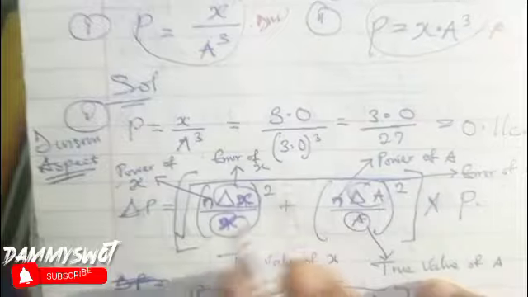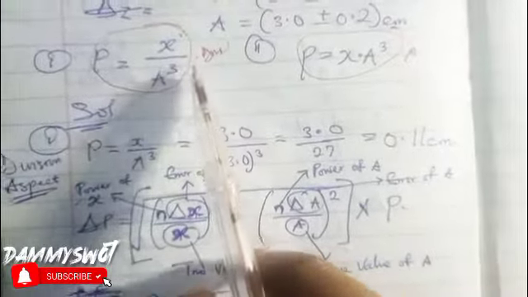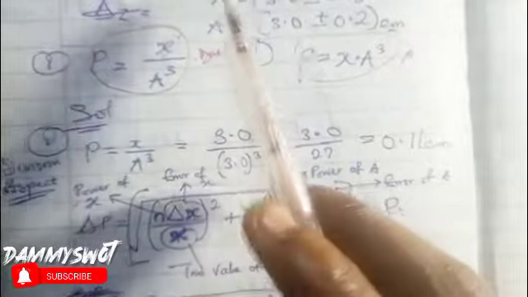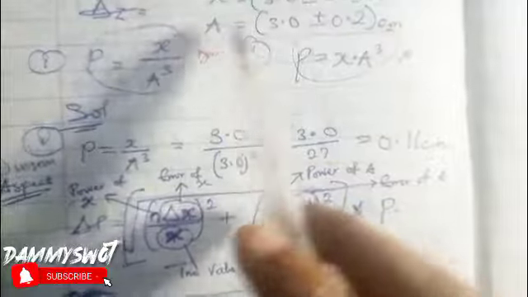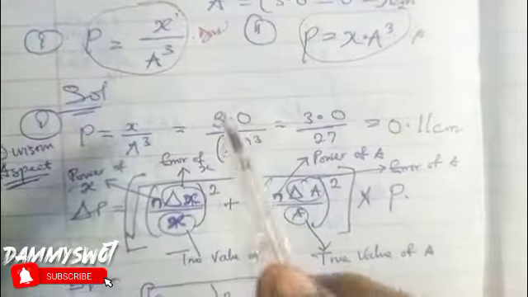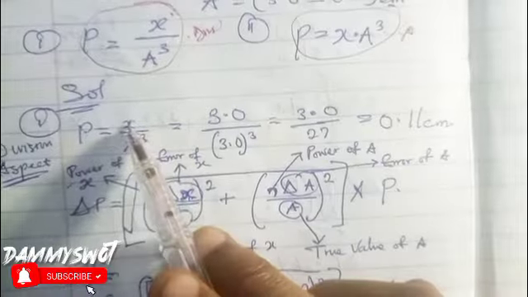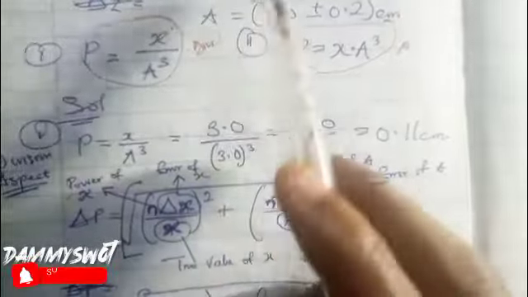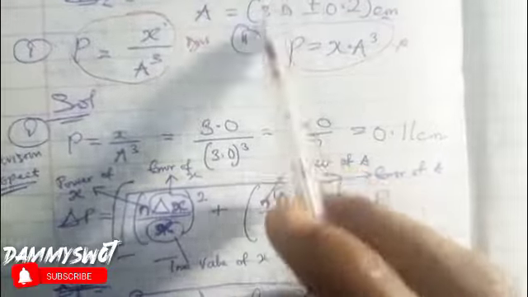Now how do we solve when it comes to division of error? Maybe your question is asking you to divide x and a, or a and b, whichever one, and you should solve using the standard error approach. This is what you would do. Firstly, for the first values, you divide them normally.